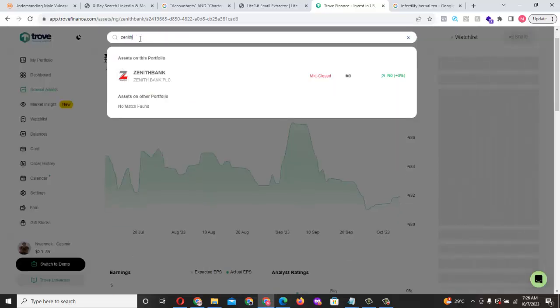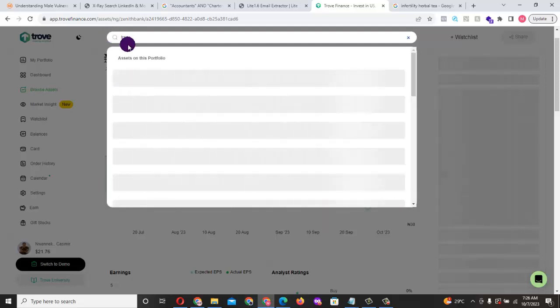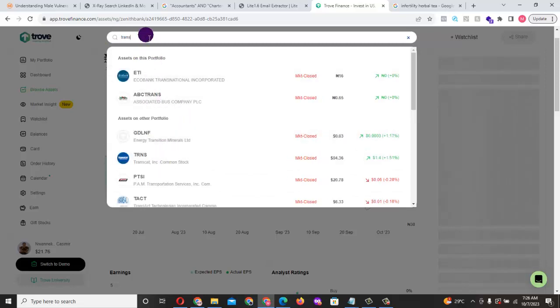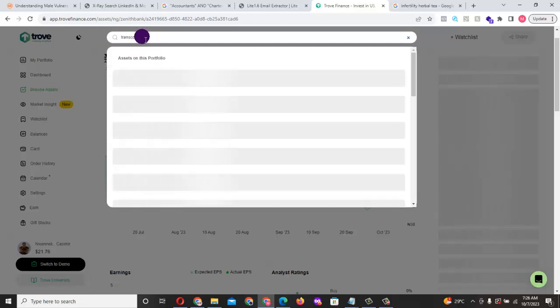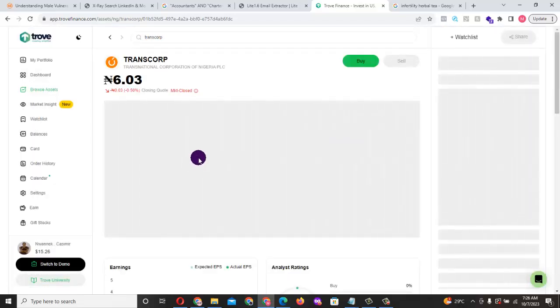So I'll go back again. I want to check Transcorp. Personally, I have stocks with Transcorp. Okay. They have Transcorp Hotels and the Transcorp Corporation. So you can buy Transcorp Hotel is also high, but I want to buy the corporation that is controlling the power generation. Yes, Transcorp company generating light for us.